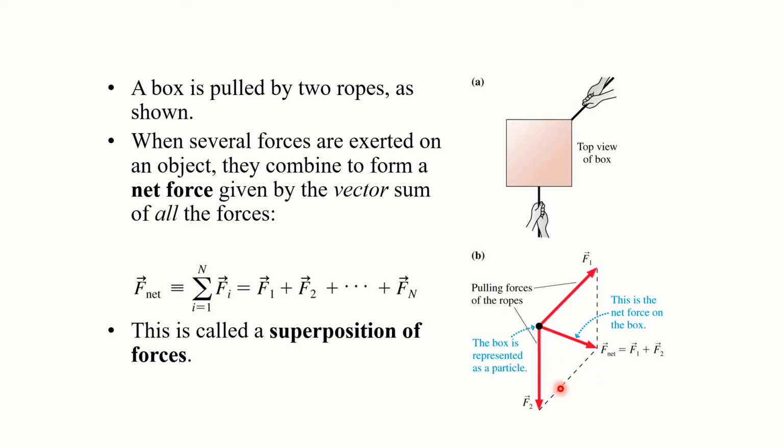This is the parallelogram method, where you put the two forces tail to tail, and the diagonal of that parallelogram is the total force. We can add it using components, all the different ways we learned to add vectors. But the point is, we're going to be concerned with the total force of all the forces acting on that object.